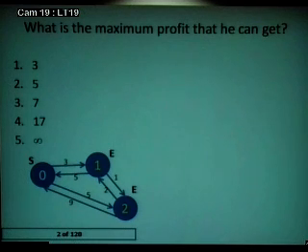He starts from vertex 0, he can end at vertex 1 or vertex 2, and every time he moves, he gets money. The question is, what's the maximum profit that this salesman can get on this graph?